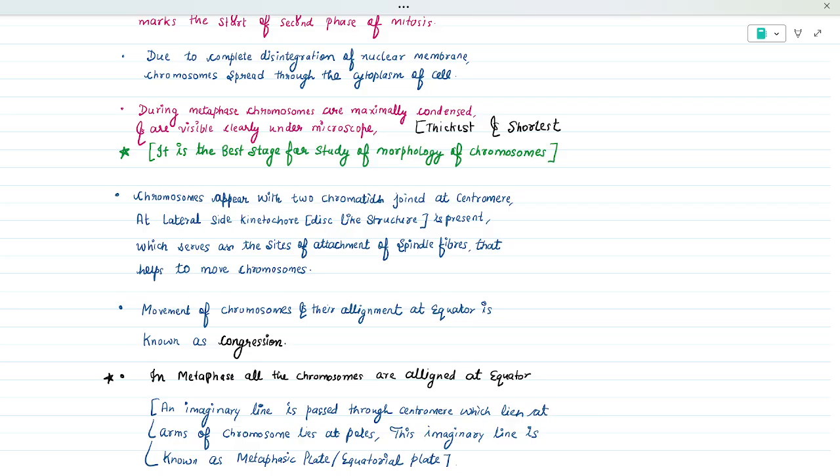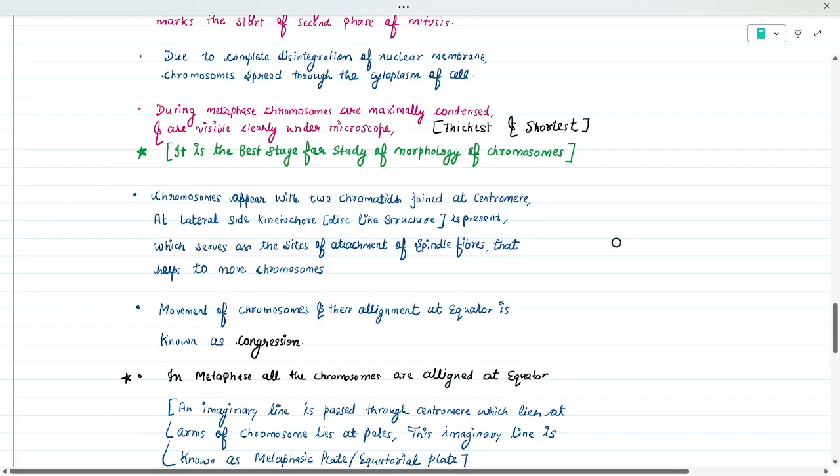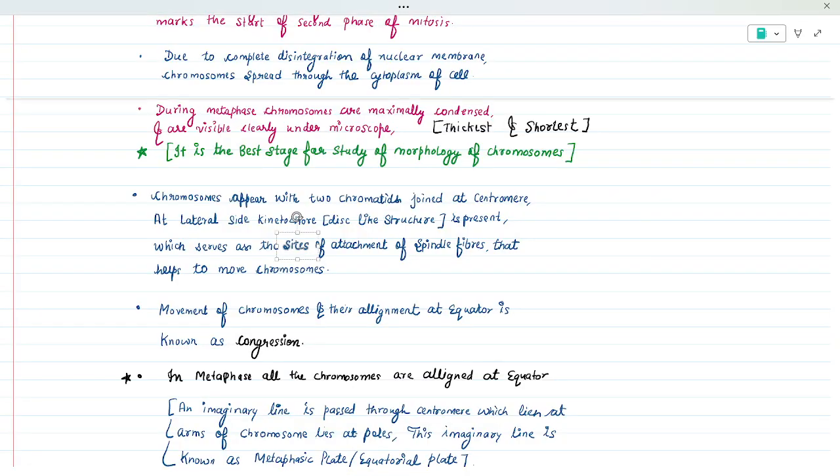During metaphase chromosomes are thickest and shortest, मतलब छोटे और मोटे. That is why they are very clearly visible under the microscope, and due to this reason it is the best stage to study the morphology of chromosome. It is a very important MCQ for your NEET. Multiple times questions have been asked from this line, which is the best stage for studying the morphology of chromosome. Then the answer will be metaphase.